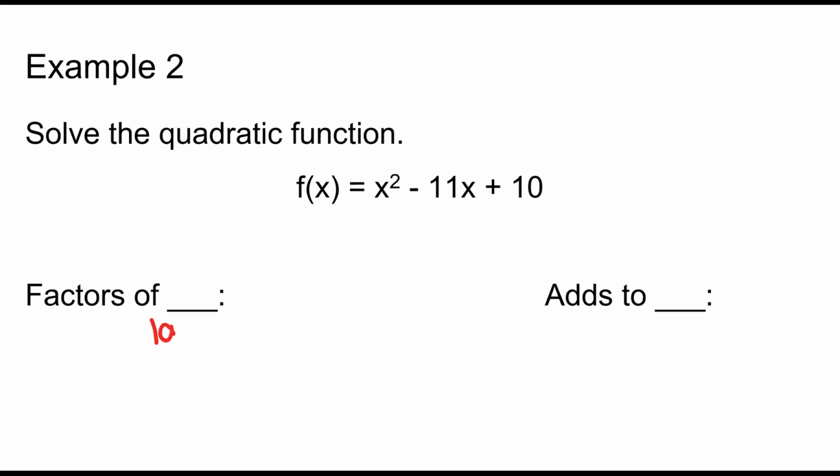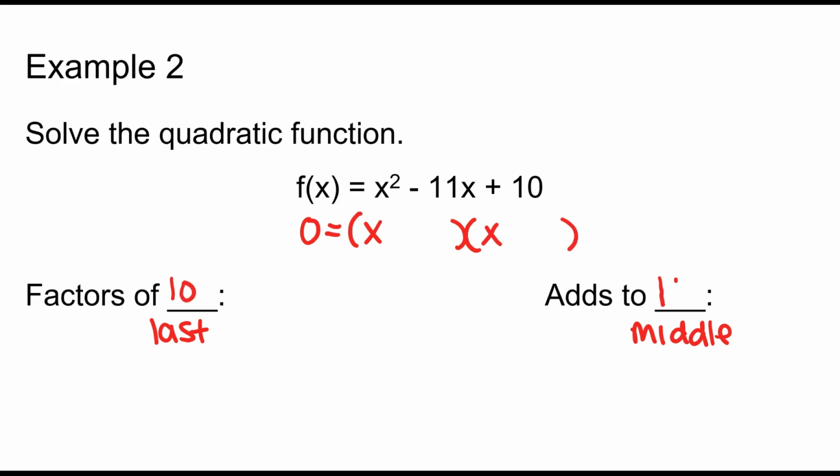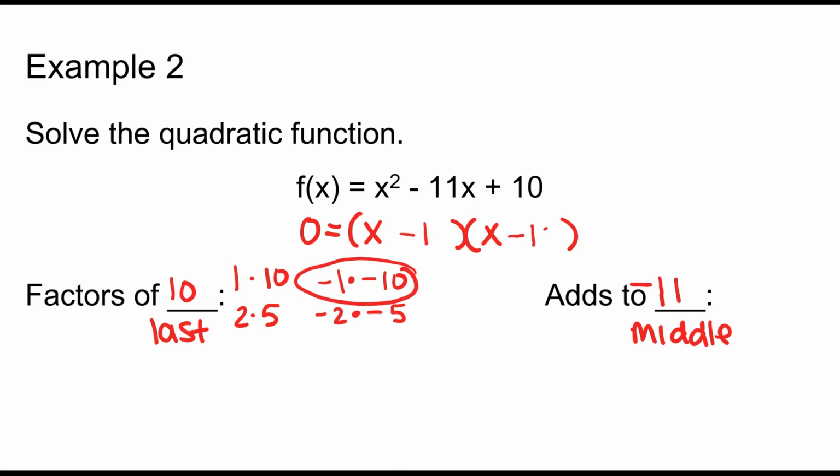So we want factors of the last that add to the middle. So we've got 0 equals, we know it's going to factor into something like this, factors of the last that add to the middle, negative 11. So we've got 1 times 10 and 2 times 5. There is no way that positives are ever going to add to a negative. So there's another way we could multiply both the numbers, because 2 negatives make a positive. And these add to negative 11. So we get minus 1 and minus 10. And to find the 0, it's just the opposite of the factor.